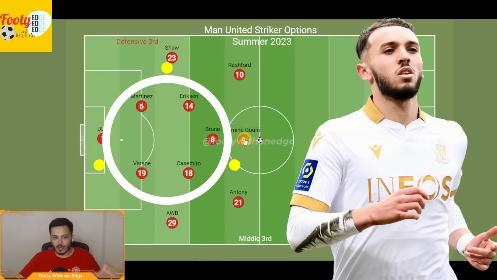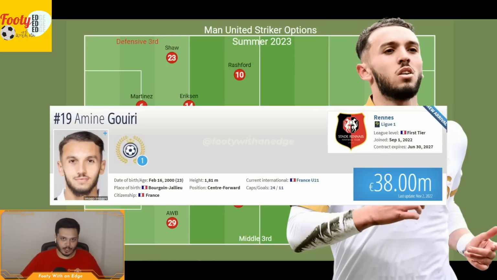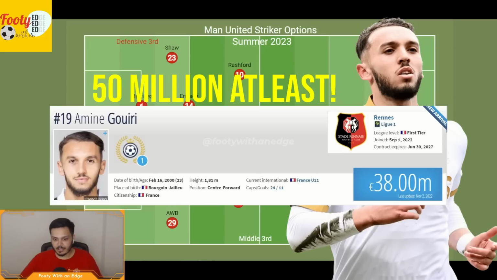Now his contract situation is a little tricky from a United perspective because he's just 23, he has 4 years left on his contract, and he's currently valued at 38 million euros. I think Rennais won't sell him for anything less than 50 to 60 million, so United will definitely have to watch out for the price.